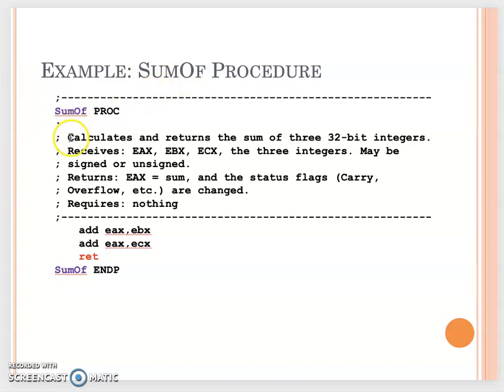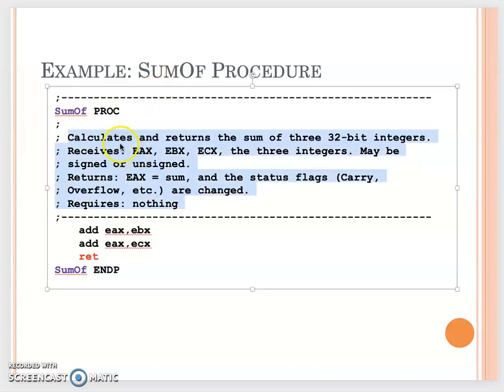So here we will have the documentation. We say we calculate and return the sum of 3 32-bit integers. For receive, you will receive 3 integers in EAX, EBX, ECX. They can be signed or unsigned. When done, the returns here just means what the result will be after we finish. The result is in EAX, and also all the status flags will be changed. So you can see returns is not really returning anything. The return just means that when this procedure finishes, this is what you should expect. We don't have any requirement.